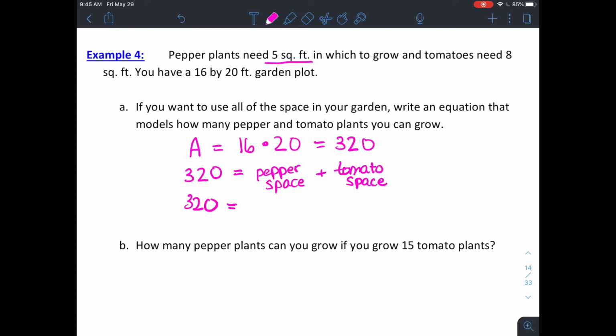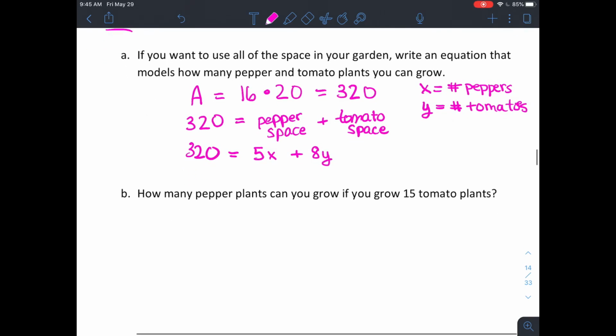For each pepper, it takes 5 square feet. So 5 times the number of pepper plants will give me the space that those take up. You should always define your variables. So I'm going to say over here, X is the number of pepper plants that I'm planting, and then I'm going to use Y for my number of tomato plants. And each tomato takes 8 square feet. So 8 times Y will give me the space that all my tomatoes take up.